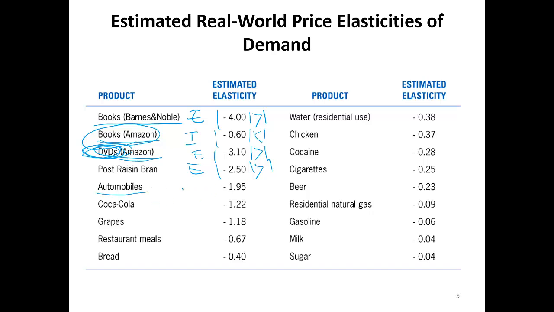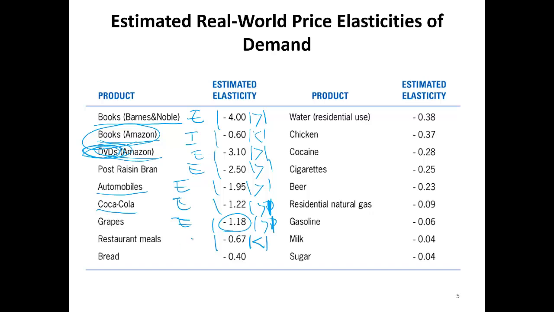Cars, look at that, elastic demand. It has greater than 1 in absolute value. Coca-Cola, again, elastic. Many substitutes. Grapes, elastic. Almost unitary elastic though. Okay, so these are supposed to be greater than 1. I'm so sorry.